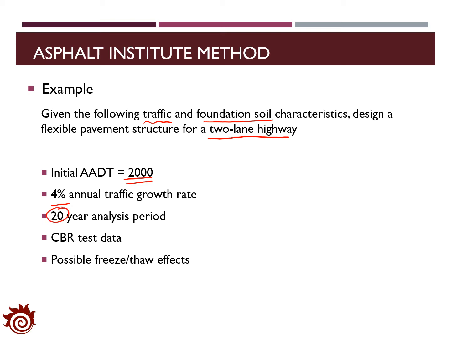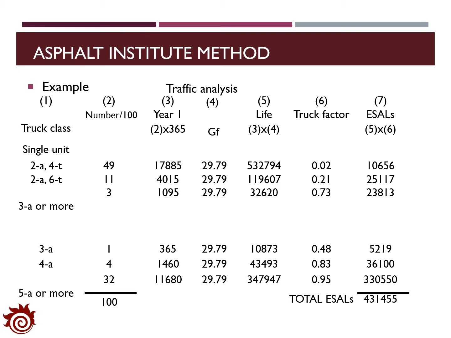We also obtained the CBR test data, and we found that there are some possible freeze-thaw effects, which means that we have to consider MAAT as 15.5 degrees. And we're going to use this information for the design of the pavement thickness. Also, we are provided with the truck traffic on the designed lane for each direction, which is shown in the second column of this table. So this is also the input information provided by the example.